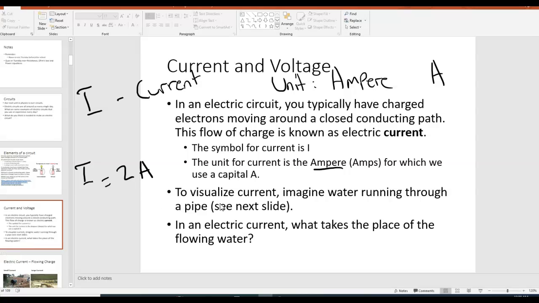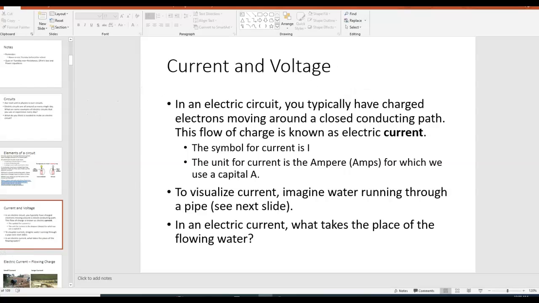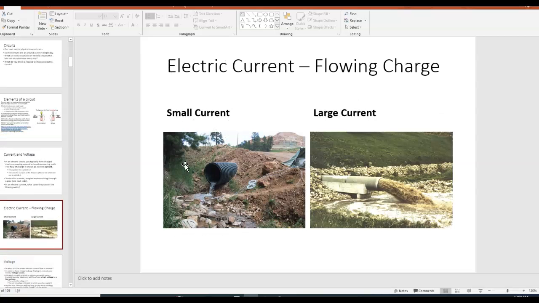Now, we're going to use an analogy just to understand the concept of circuits a little bit better. What we're about to talk about is just an analogy. So imagine water running through a pipe. In the picture on the left, if we look at these two pipes with water running through them, the pipe on the left only has a little bit of water trickling out, whereas the pipe on the right has a lot of water trickling out.